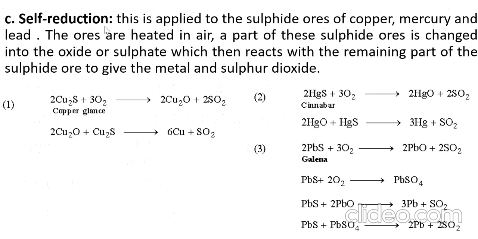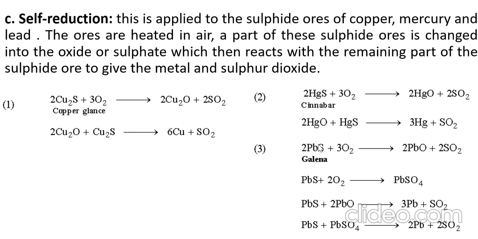And then we have also self-reduction. Self-reduction means you're not adding anything, it's just heating in open air, in oxygen. There is high composition of oxygen in air. So when you have the ore here and you heat in oxygen, it produces what? From the sulfide ore, it produces copper oxide, and continuously you have your copper reduced. Also, when you have mercury ore, cinnabar, heated in oxygen, finally you can get your mercury. I hope you can see my arrow.